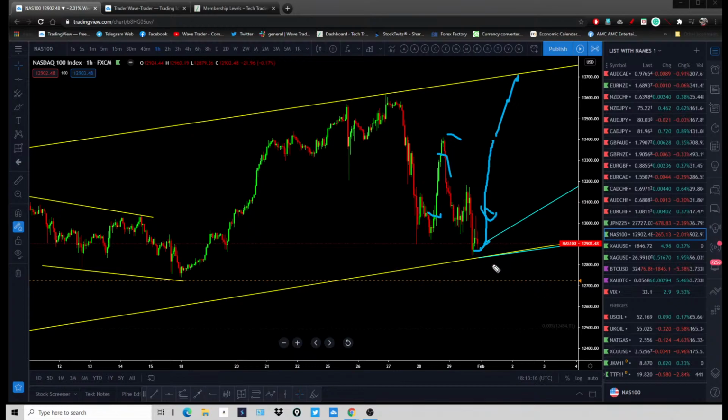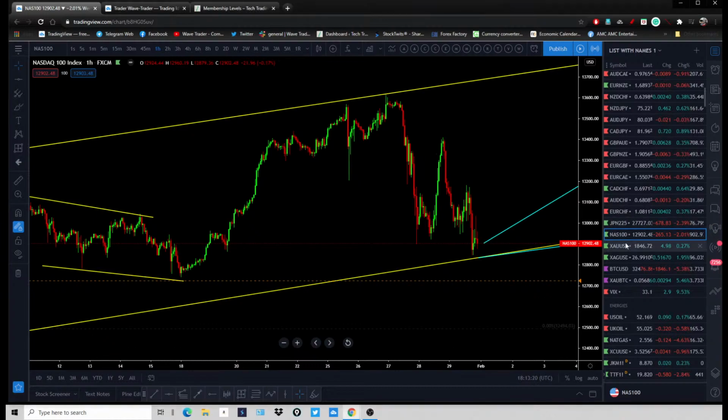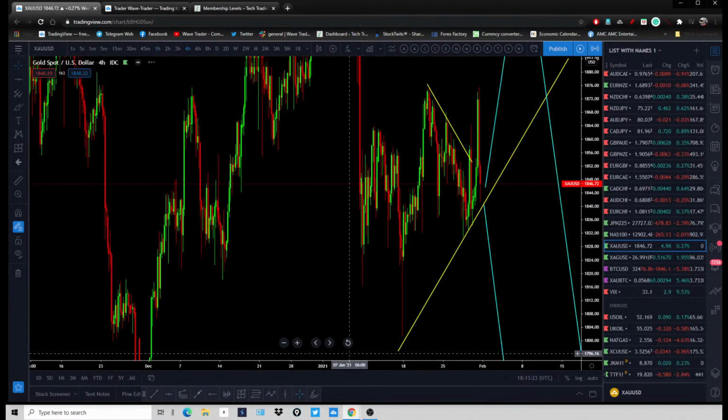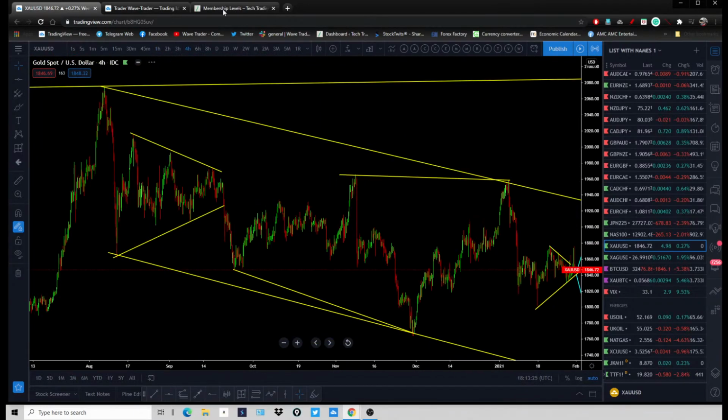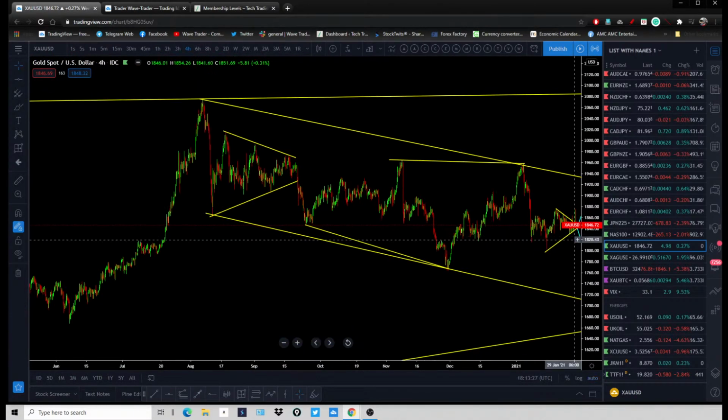Okay, but this is slightly a tricky trade. We are expecting it to break out. All right, so you need to manage those trades really well. All right, and gold to break out and continue.